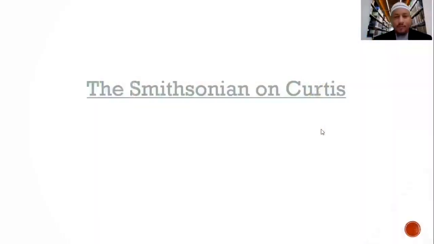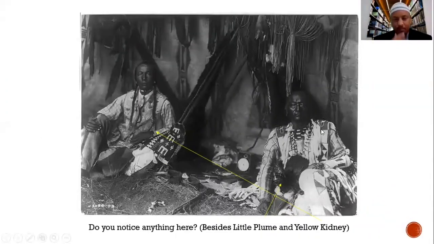Listen closely, and think about and reflect on what you heard. So take a look at this image. Remember that from the video? Do you notice anything here besides Little Plume? This is Little Plume right here, and this is his son, Yellow Kidney.